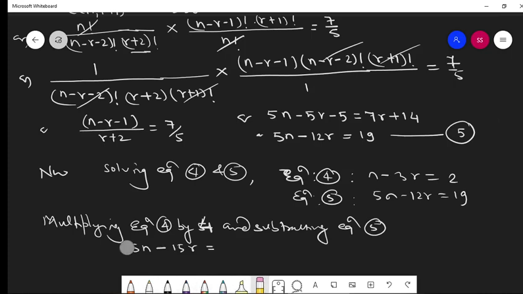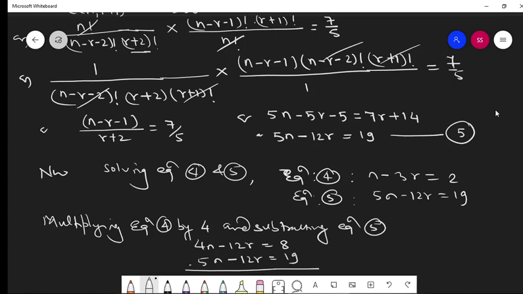Okay, let me change this pattern. Multiply equation 4 by 4 and subtracting equation 5. So this will be 4n minus 12r equal 8. It will be 5n minus 12r equal to 19, and while subtracting the sign will change. 4n minus 5n is minus n equal 8 minus 19 is minus 11, minus minus cut, therefore n equal to 11.